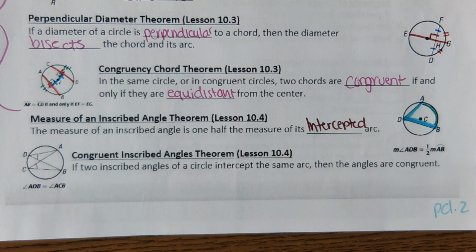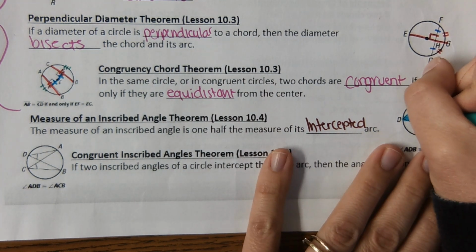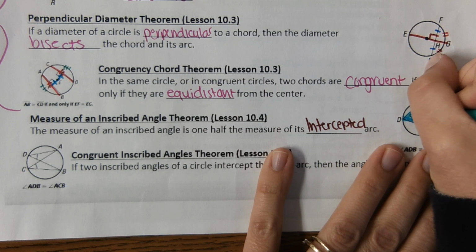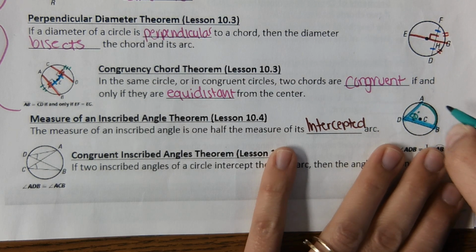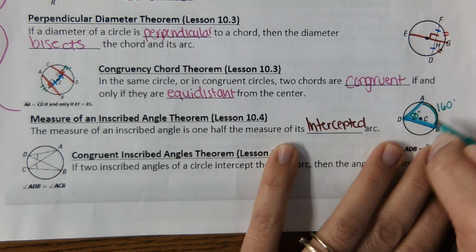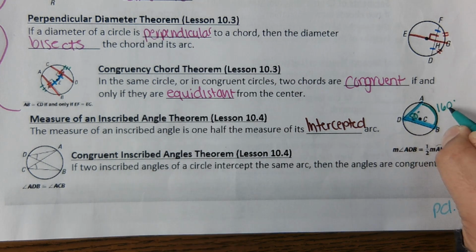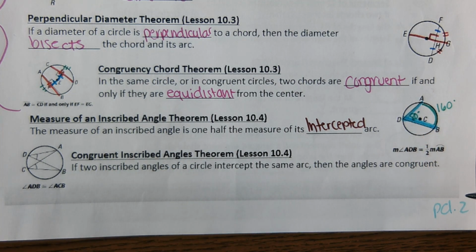So what are the numbers that I used earlier? Okay, so if this angle is, for example, 80 degrees, then this arc would be double that, which would be 160 degrees. So you can just multiply this angle by 2 to get the arc, or take this arc divided by 2 to get this angle.